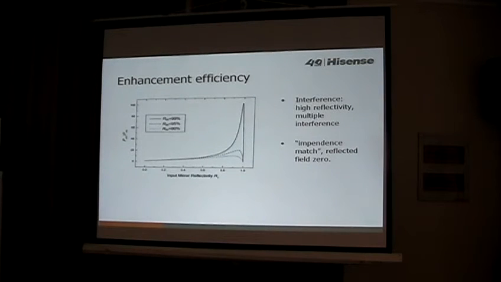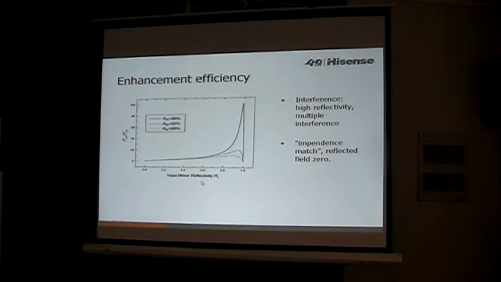Here we have calculated the ratio of the optical power inside the cavity over the cavity input power. First of all, we can see that this ratio can reach as high as 100 times compared to the input pumping power. What we plot here is this power ratio over the reflectivity of one mirror, and for three values of the second mirror.